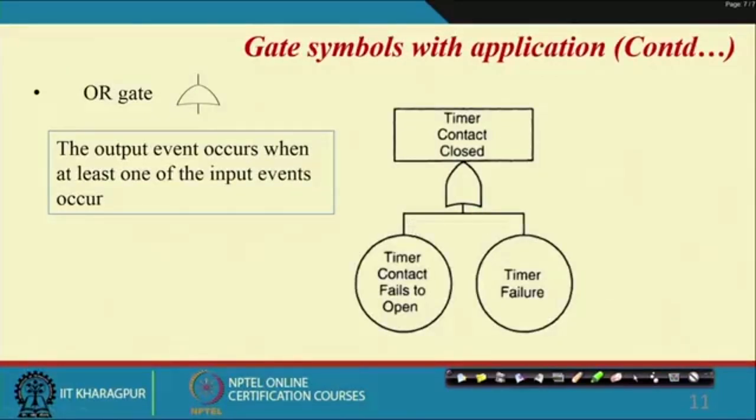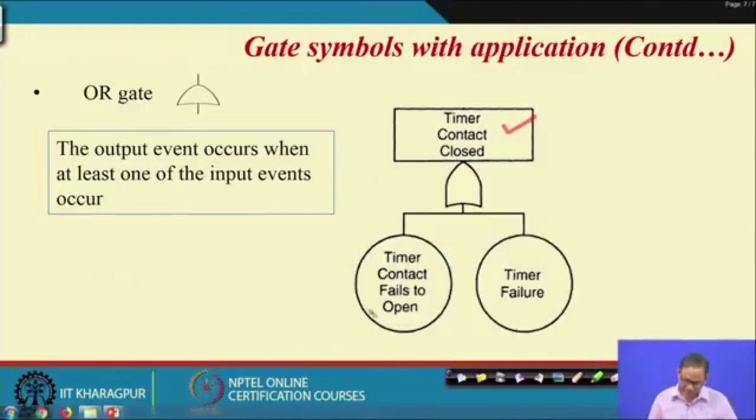Then the OR gate. In terms of an OR gate, there will be an output event and there will be input events. Now you just see the pressure tank example that we have already explained. So what happened? Timer contact closed. When the timer contact is closed, the timer contact fails to open and the timer fails.